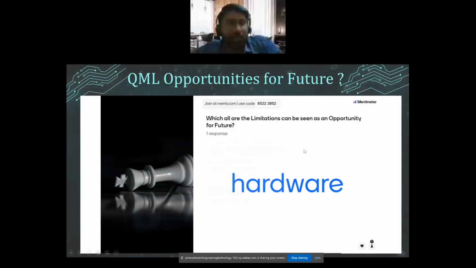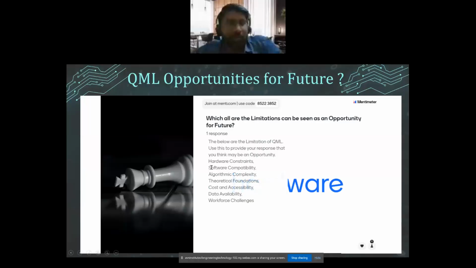I would say, sorry. I have given the things, right. So hardware, software complexity, algorithmic complexity, theoretical cost, data availability, workforce challenge. I see a major opportunity here in workforce challenges, right? We need skilled professionals to implement quantum machine learning in the industry.